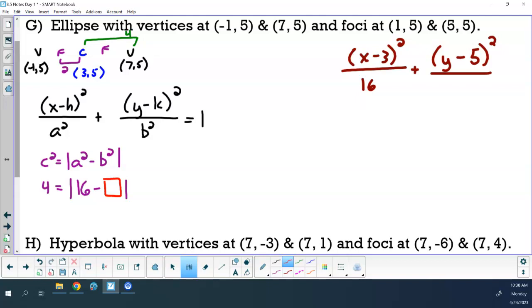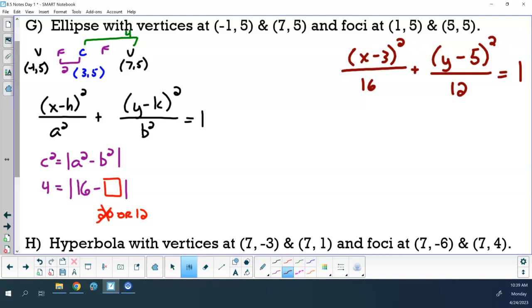Two choices. 20 or 12. So your two choices are 20 or 12. One of them is right. Which one? Why? Because the vertices are on the major axis, right? Major axis is horizontal, so 16 has to be the biggest number. So 20 gets thrown out, 12 wins the day, and we get that.